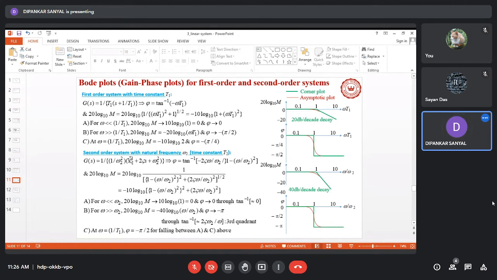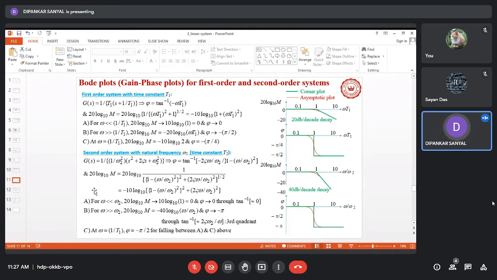So j square will give rise to minus 1, and this omega by omega 2 will lead to this form, and that forms the real part. Its real part square is written here, and the imaginary part results from this, so that square is also written. So we get the form of 20 log 10 M in this form, and if we process it further, this log 10 of 1 gives a 0, and the denominator gives a minus. This 20 into half gives us a 10, and this function we write here.